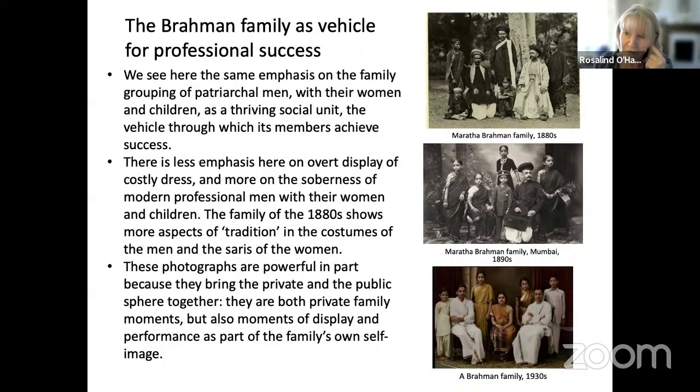Now, I think what's powerful about these photographs is the way in which they bring the private and the public sphere together. These are both private family moments, but they are also moments of display and, if you like, performance. These are how the families wish to be seen, how they think of themselves. So I think photographs of this kind really give us some very nice insights into the mentality of families at the time.